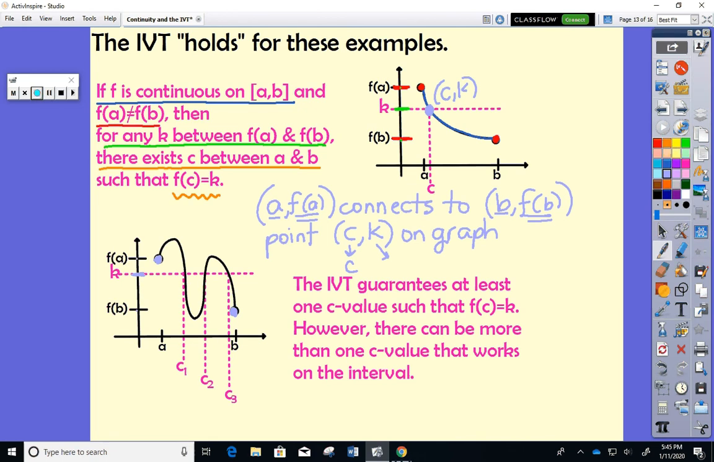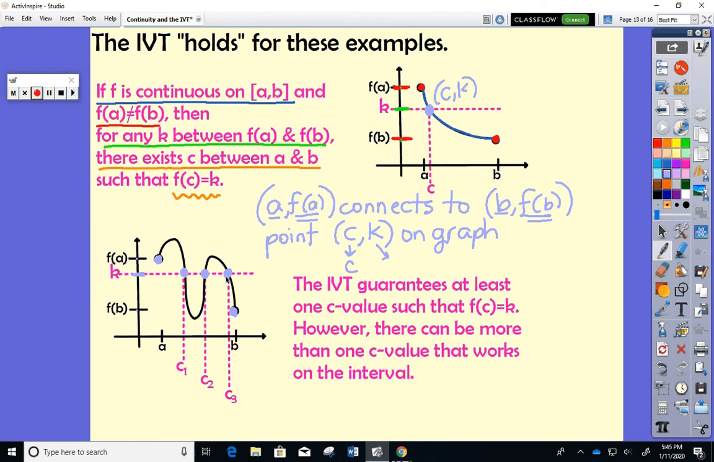And when I look at it, I can find a c comma k, a c comma k, and a c comma k. Again, that's the board. So there's no guarantee that there's just one point that falls on the graph. There could be 15 points perhaps. It depends on how wavy the graph is. But the intermediate value theorem guarantees one.